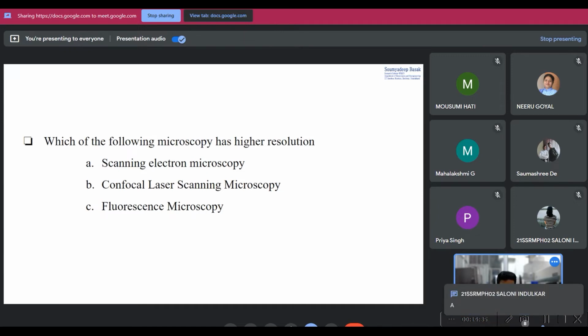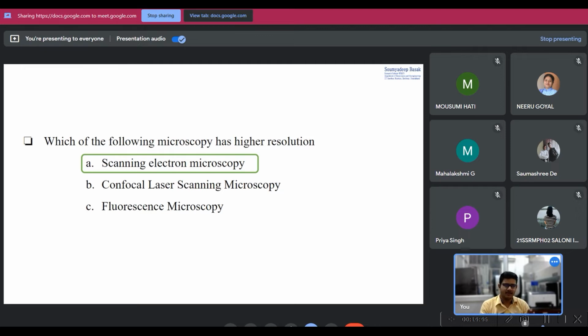Right, I'm getting answers. Scanning electron microscopy. Yes. Why? Because electrons are used instead of light. In the other two options, confocal as well as fluorescence microscopy, both use light for the microscopy. But in scanning electron microscopy, we have an electron beam instead of light. So electrons have a lower wavelength. Visible or UV light based microscopy is whatever it is, 200 to 800 nanometer. But with electrons, you can go way beyond, right? So the resolution is also higher.